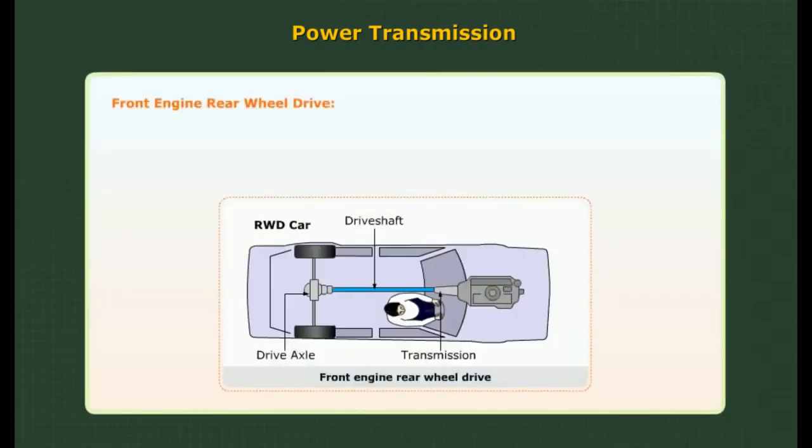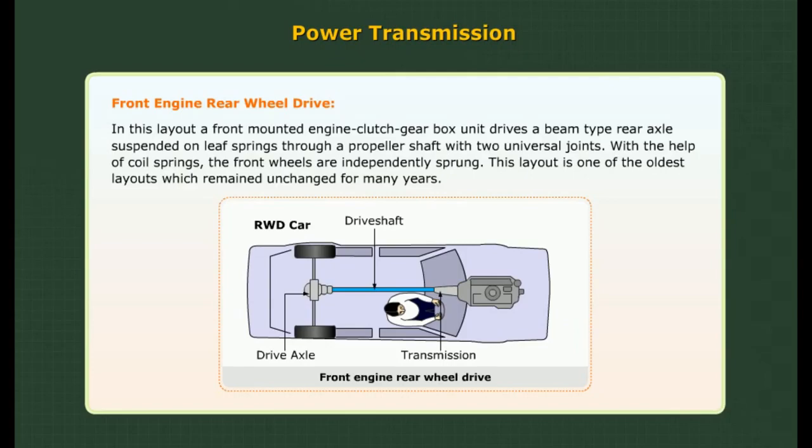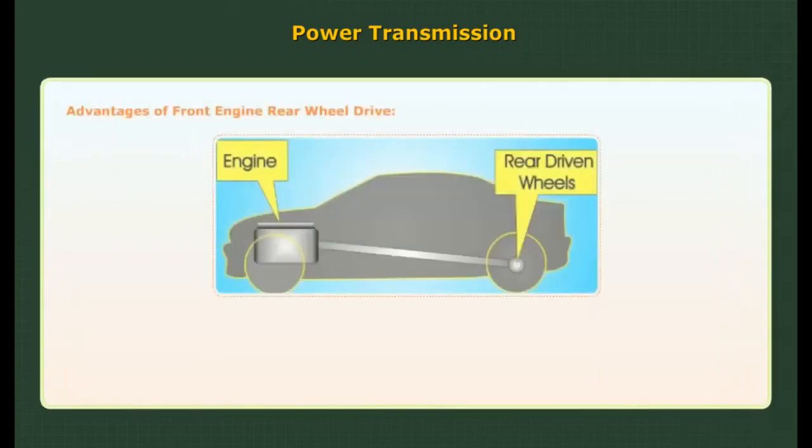Power transmission. Front engine, rear-wheel drive. In this layout, a front-mounted engine, clutch, gearbox unit drives a beam-type rear axle suspended on leaf springs through a propeller shaft with two universal joints. With the help of coil springs, the front wheels are independently sprung. This is one of the oldest layouts, which remained unchanged for many years.